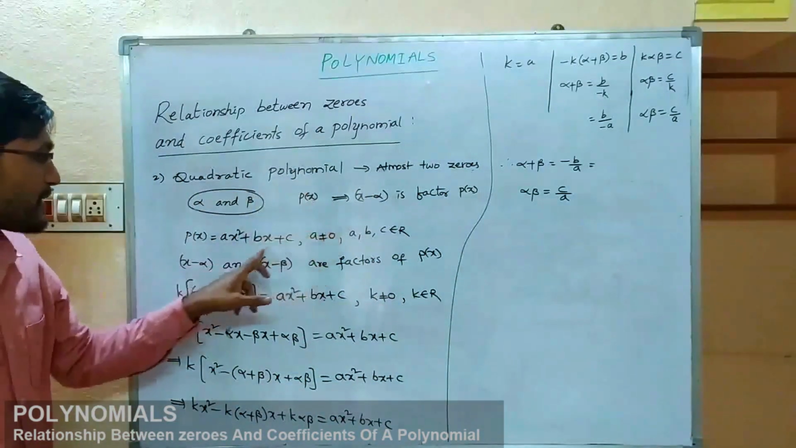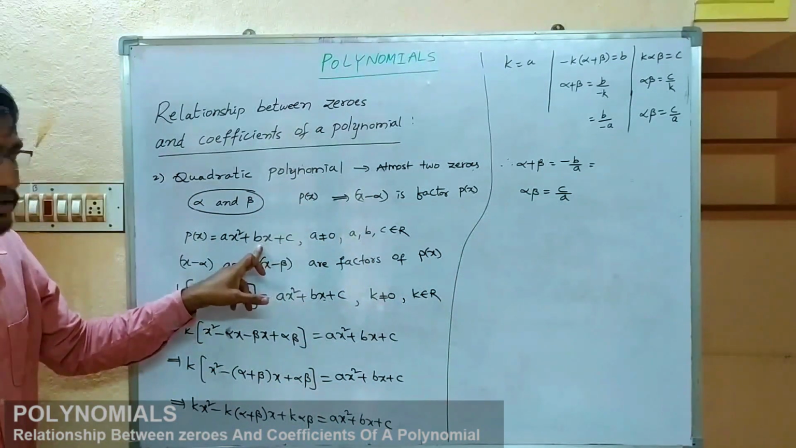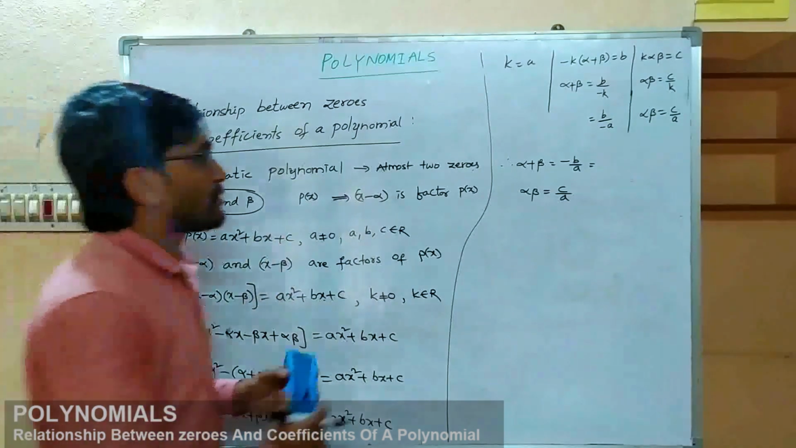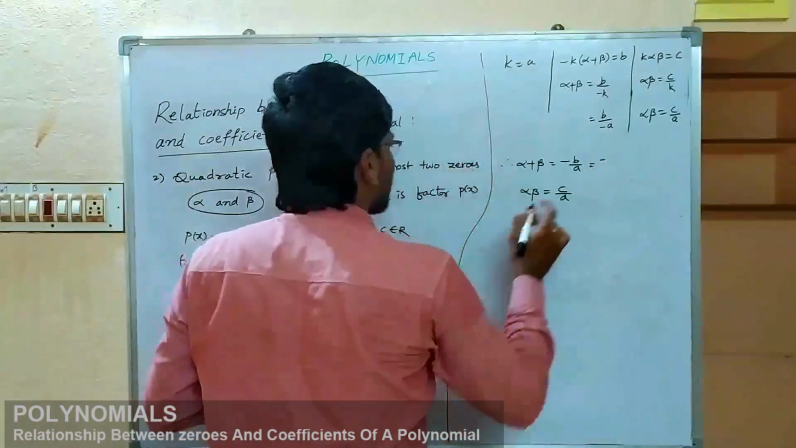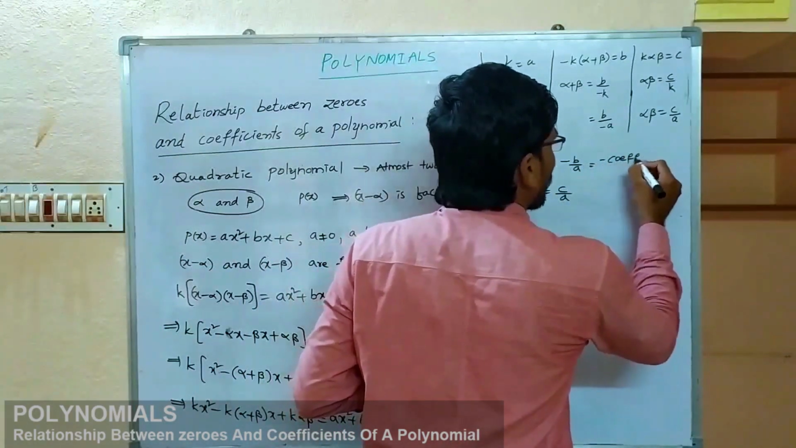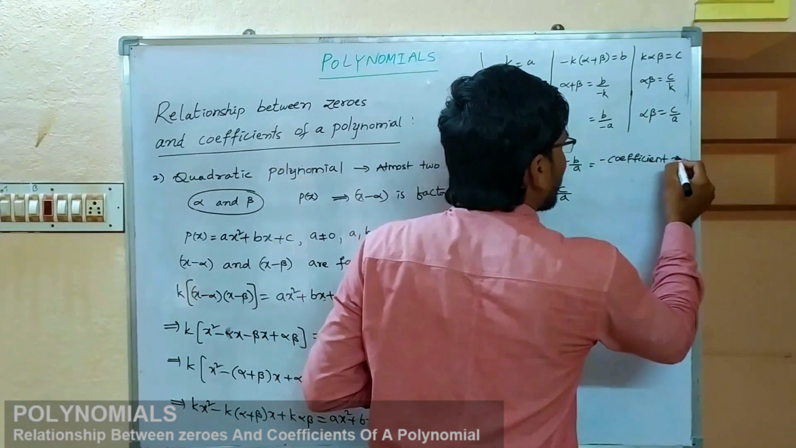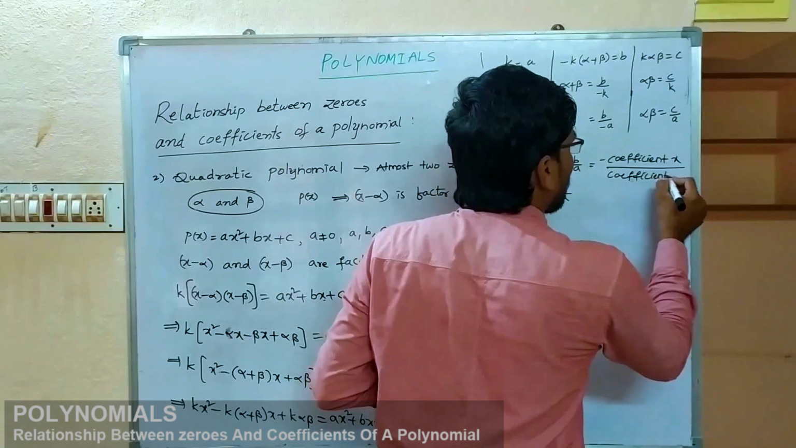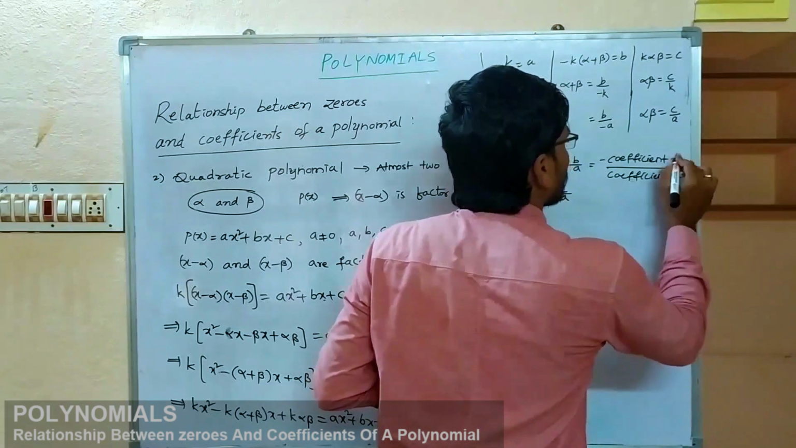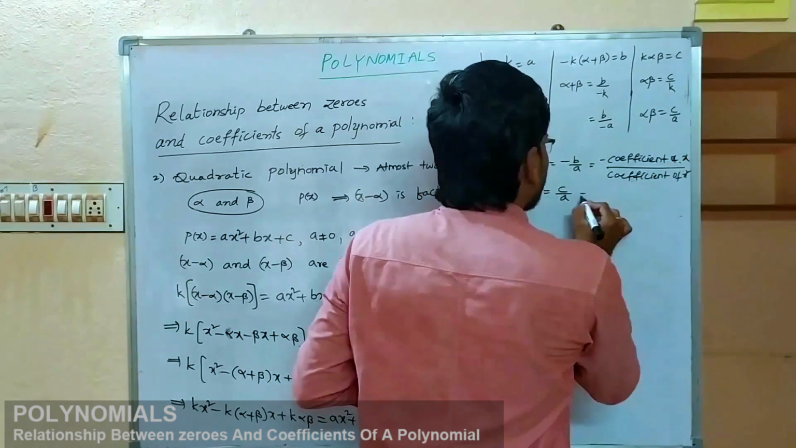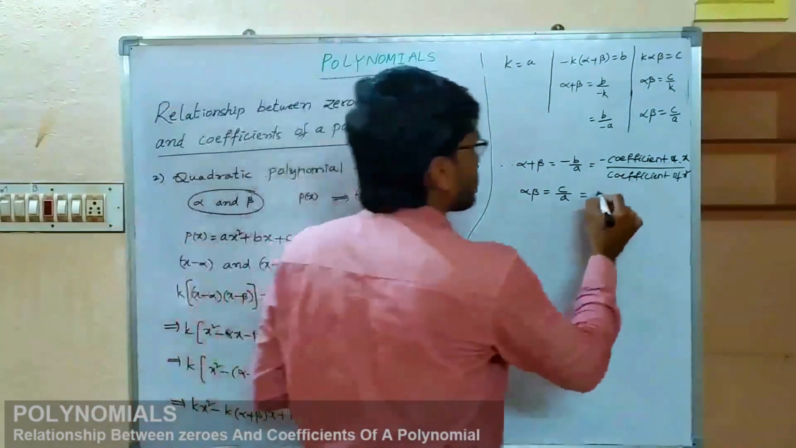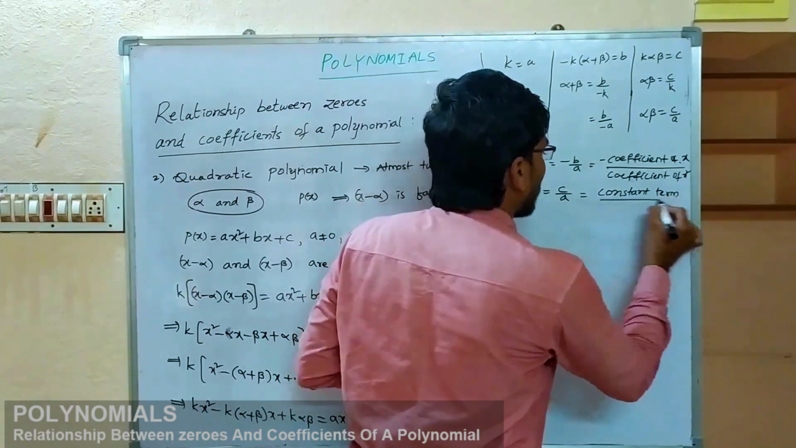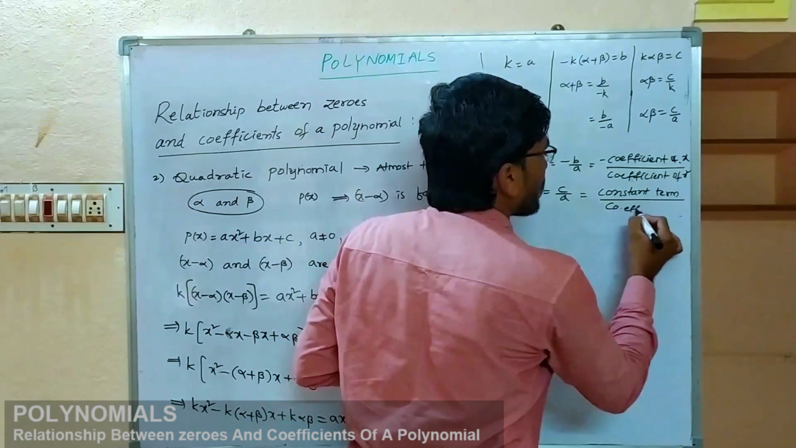See, what is b here? B is the coefficient of x. A is the coefficient of x square. C is the constant term. So minus b is nothing but the coefficient of x, divided by a, which is the coefficient of x square. Similarly, c is the constant term, divided by a, the coefficient of x square.